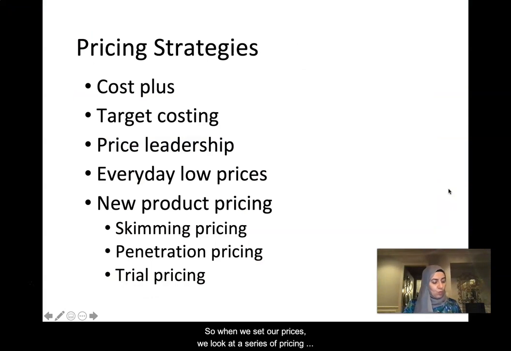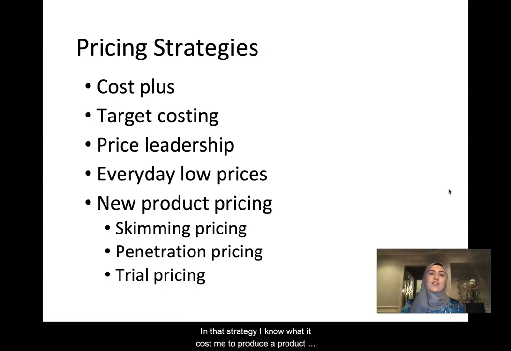Okay, so when we set our prices, we look at a series of pricing strategies that I'm going to go through quickly here. And I'm also going to go through a couple of quick pricing tactics, which would be the next stage that we take into consideration. The most widely used pricing strategy is the cost plus strategy.